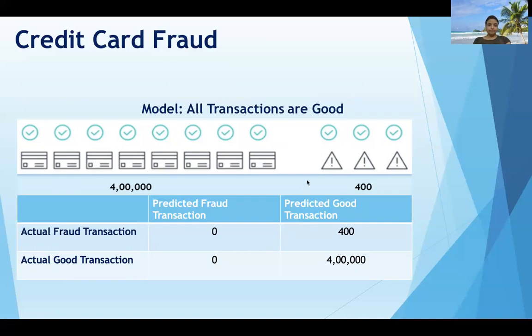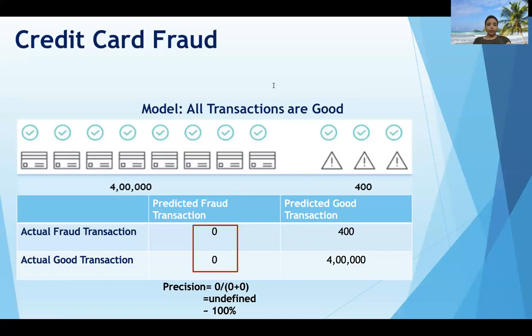Now, in order to calculate the precision, we will use this column. It says how many fraud transactions we predicted correctly out of all the predicted fraud transactions. So here it is 0 by 0, which is undefined, or we can call it 100%, since we have made zero mistakes among the ones we predicted as positive, which is what precision tries to measure.